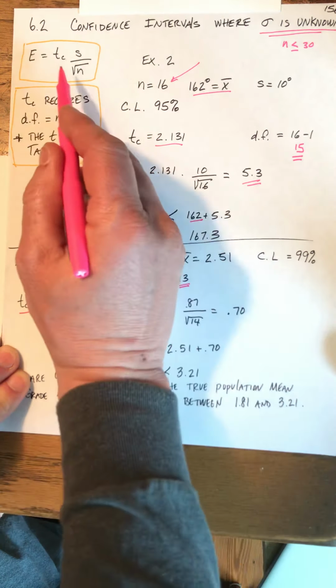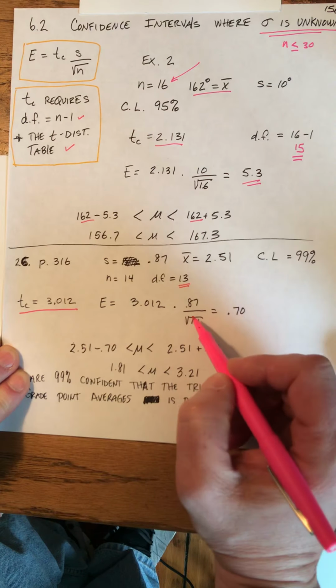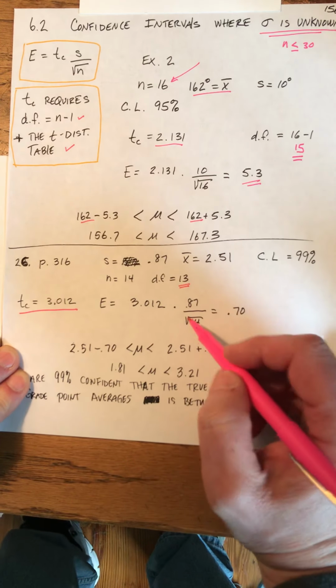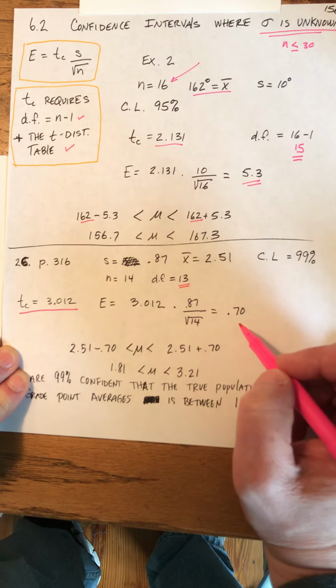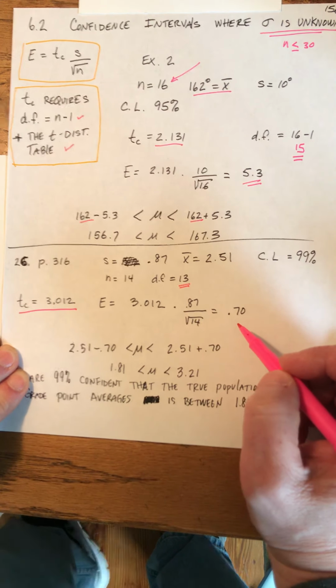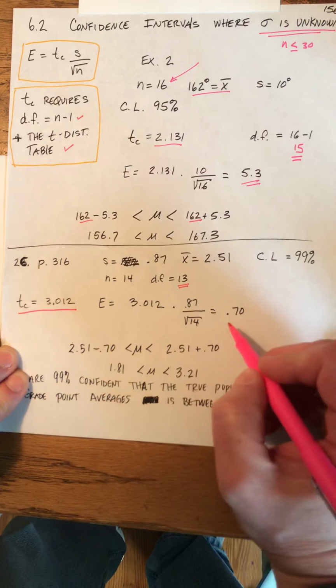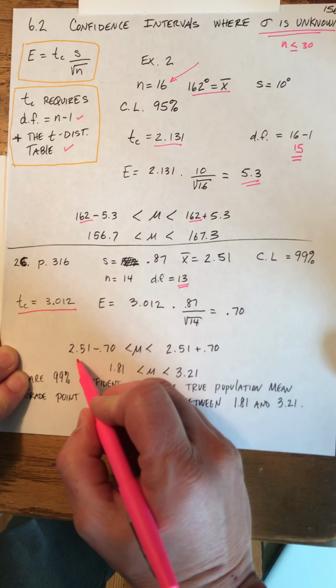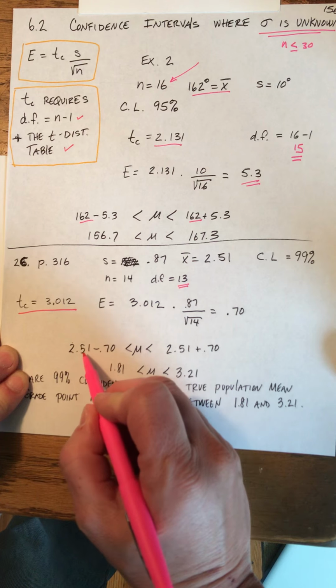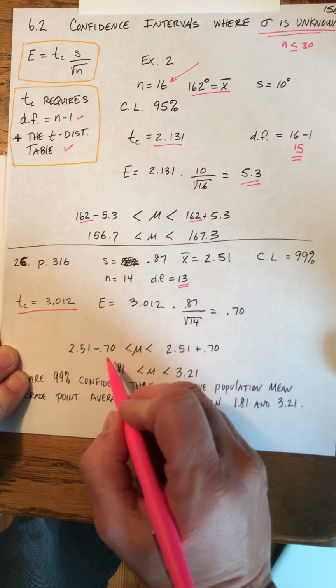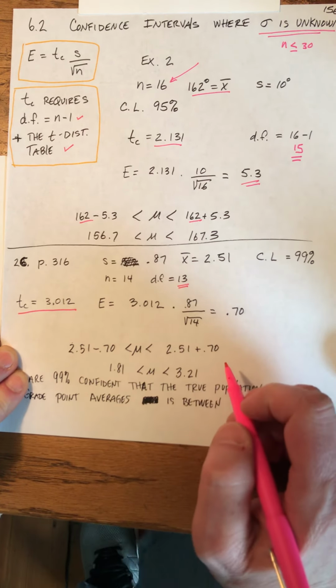Now I just put it in the formula right here, and I did the calculations for us, so I got 0.7. So we have 2.51 minus 0.7 and 2.51 plus 0.7.